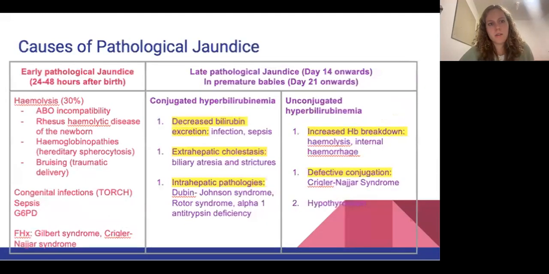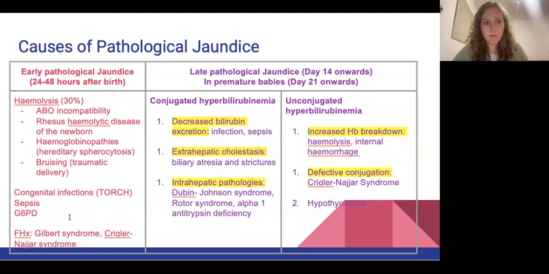Okay, so causes of pathological jaundice. Before 48 hours, it's usually hemolysis, so the breakdown of red blood cells, which can be due to an ABO incompatibility, rhesus hemolytic disease of the newborn, or other hemoglobinopathies like G6PD and hereditary spherocytosis, which you might remember from hematology.